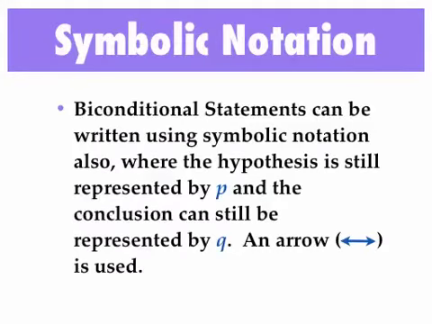Symbolic notation. A biconditional statement can be written using symbolic notation also, where the hypothesis is still P and the conclusion is still Q. An arrow with a double arrowhead is used because remember that a biconditional statement is the same as writing a conditional statement and its converse at the same time.